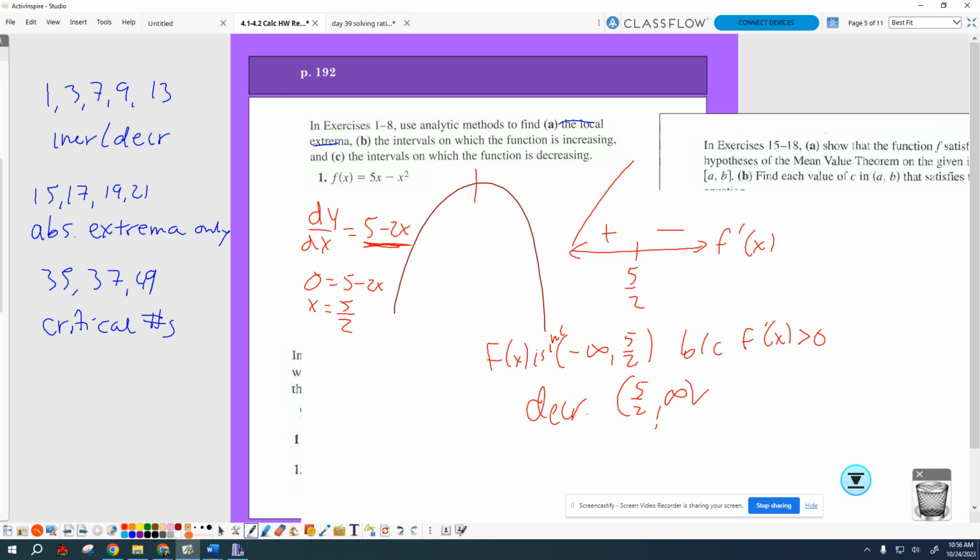It's just decreasing from 5 halves to infinity. Why? Because f prime of x is less than 0. It's all the proof that you need to state. Okay?